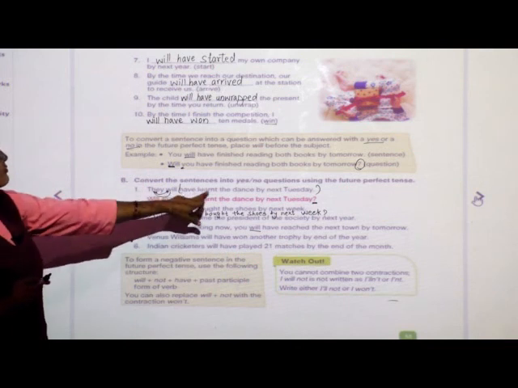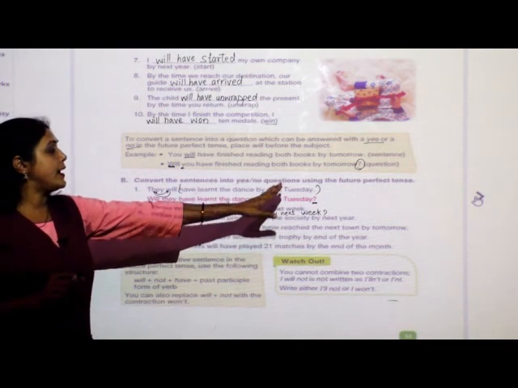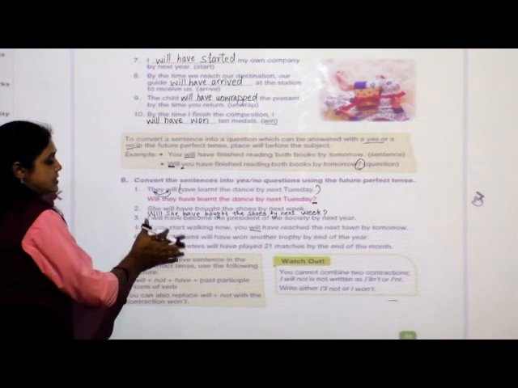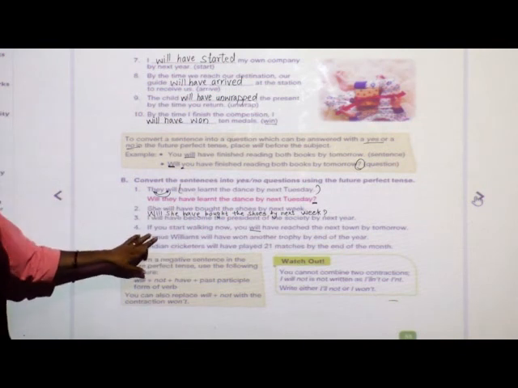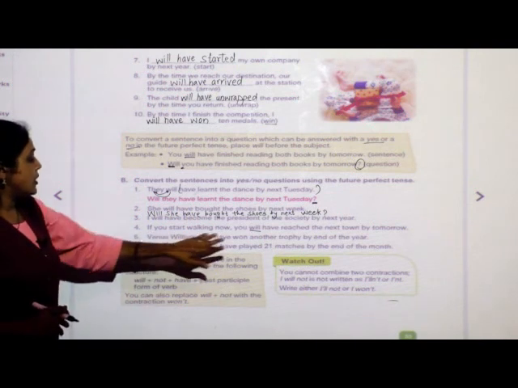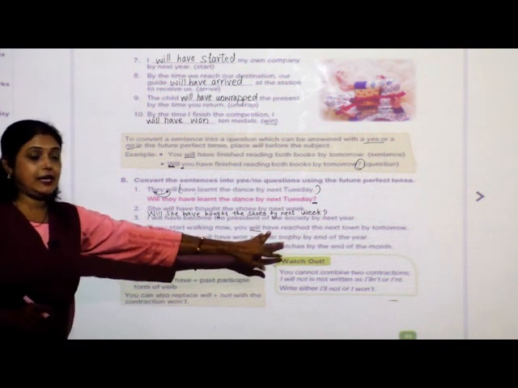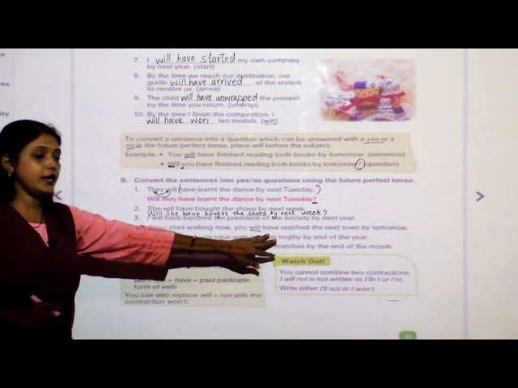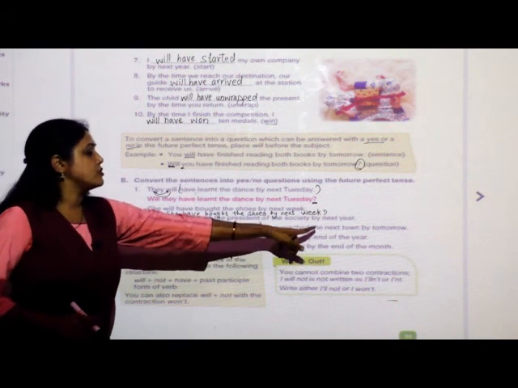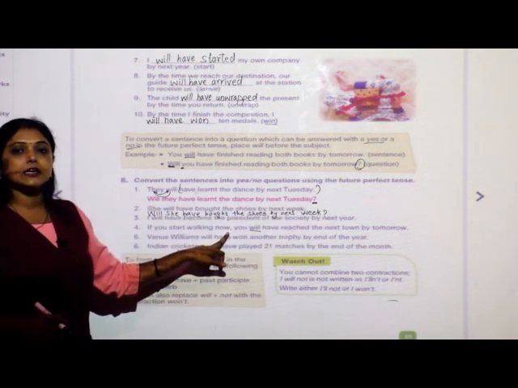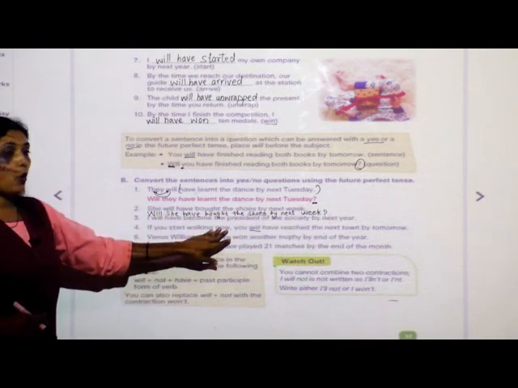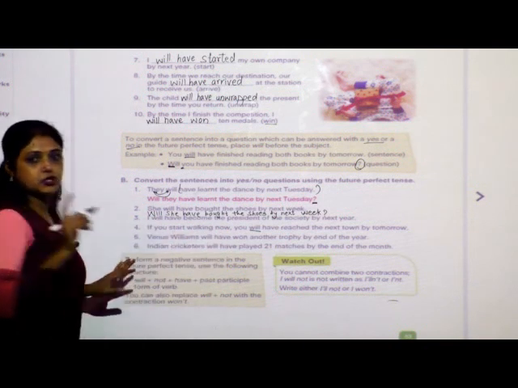So how will you convert the sentence into yes or no questions using the future perfect tense? You just have to change the place in these sentences and then you will get the question. The answer to the questions will be yes or no. Now in this sentence, the clause is in the beginning, in between the sentence. Okay, so what you will do, you will take it in the beginning. Will you have reached the next town by tomorrow if you start walking now? Okay, and then put a question mark.